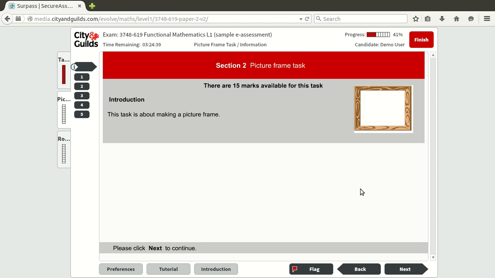I was doing a session here just to give you a brief overview of what to expect on the main test for the Level 1 Functional Skills Math, and we're at section 2, which is about areas and shapes. So this question is about picture frames. So let's get started. So I'm going to next.